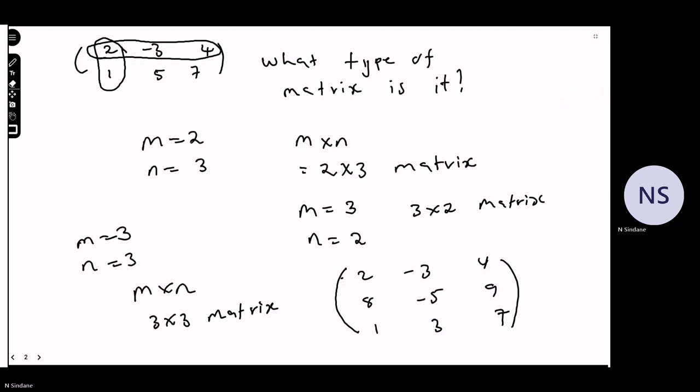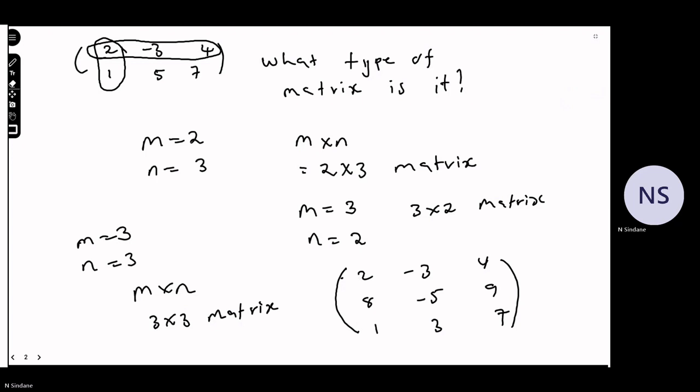So yeah, these are the basics of matrices. You should be able to notice a 3 by 3 and how to build up a matrix, or how to name a matrix, because they can give you this type of matrix, and you should be able to see that this is a 3 by 3 matrix.